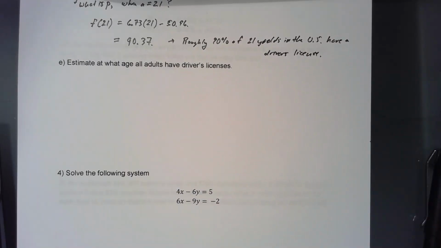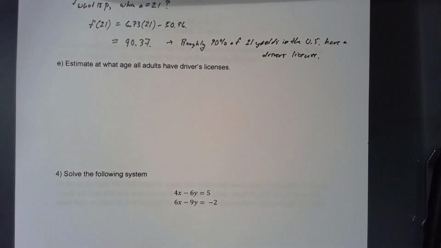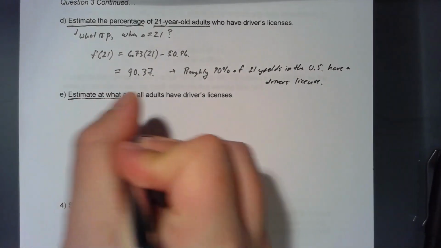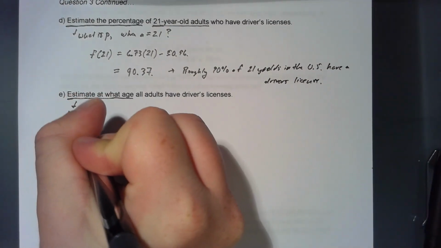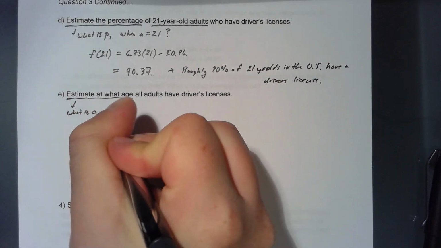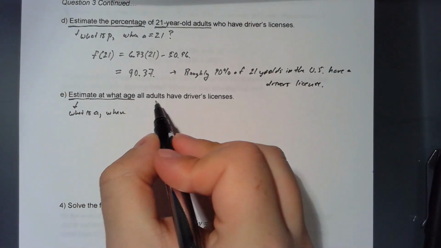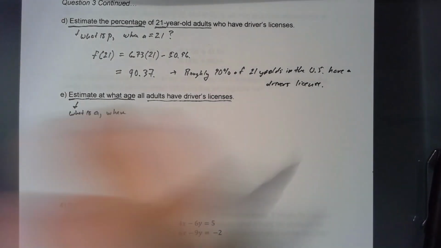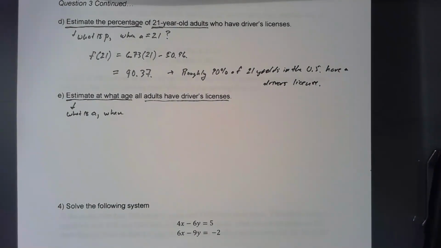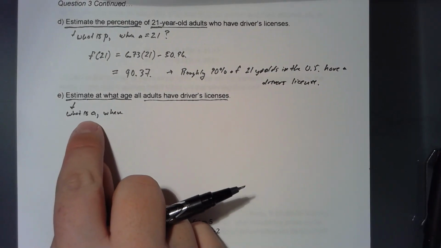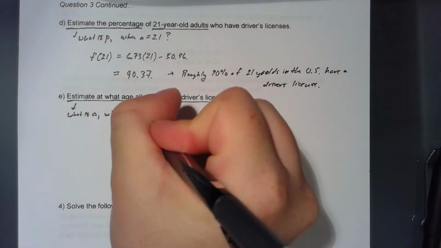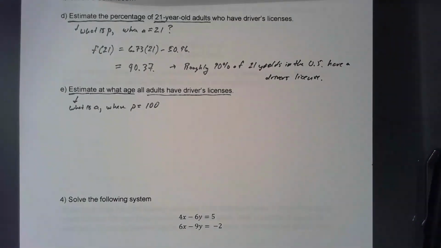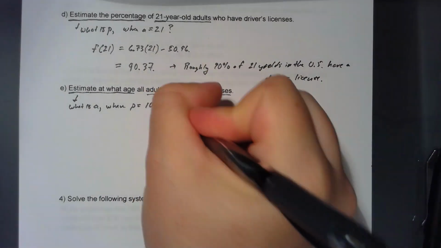Letter E. Estimate at what age all adults have driver's licenses. So they're asking you at what age. So that means what is A? When all adults have driver's licenses. So what percentage implies all? That implies 100%, right? So they're saying what is A when the percentage, if I'm talking about all, I'm talking about 100%. What is A when P is 100?